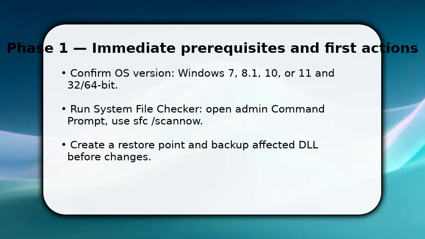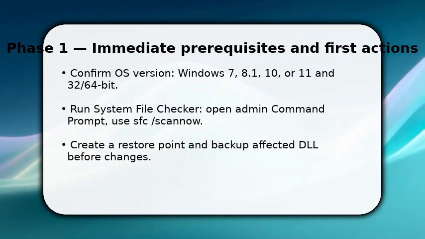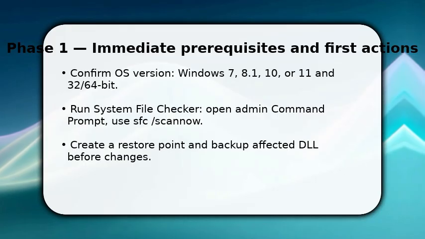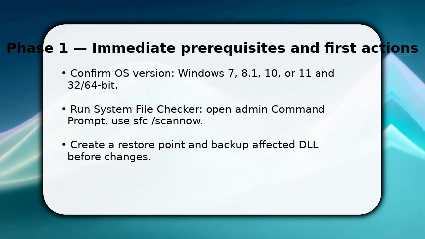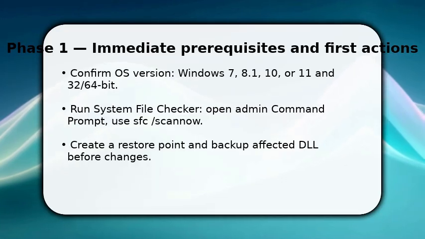You start by verifying the essentials. Confirm your Windows edition and whether it is 32 or 64-bit. Mismatches cause wrong DLLs. Once done, create a restore point and back up the original api-ms-win-core-synch-l1-2-0 DLL. This lets you revert.